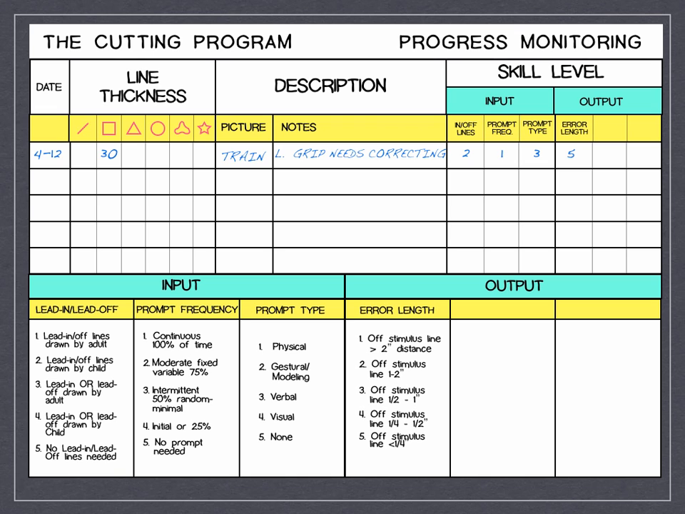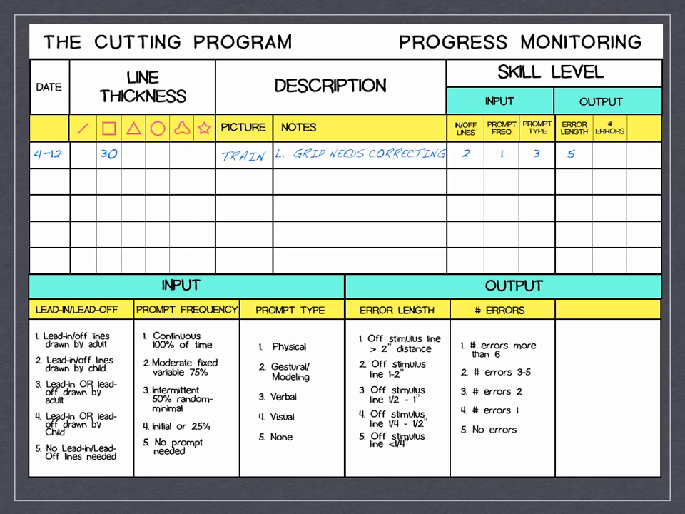Output measures error length. If a child's cut line is 2 inches off the stimulus line, she or he would earn a 1. Between 1 to 2 inches earns a 2, 1/2 to 1 earns a 3, a quarter to 1/2 is a 4, and less than a quarter is a 5.